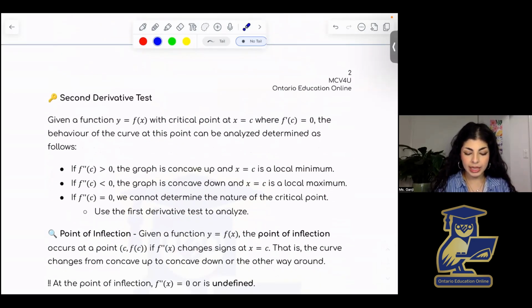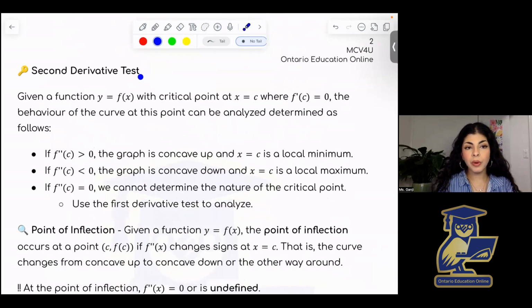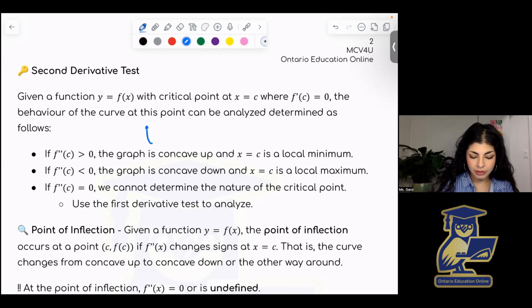And what we're going to use is the second derivative test. We've already seen the first derivative test. This is now working with the second derivative. So given a function y equals f of x, which has a critical point at x is c, so remember that's if f prime of c is equal to 0, then we can say the behavior of the curve can be interpreted as the following. If the second derivative is greater than 0, then we say that the graph is concave up and x is c is the local minimum. Consider, for example, if it's opening upward, then this point is our minimum, right?